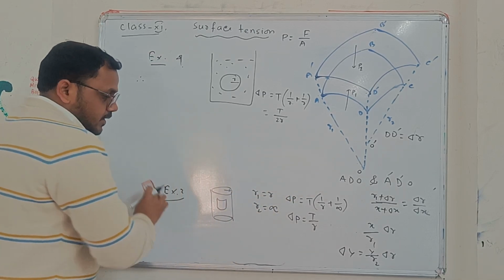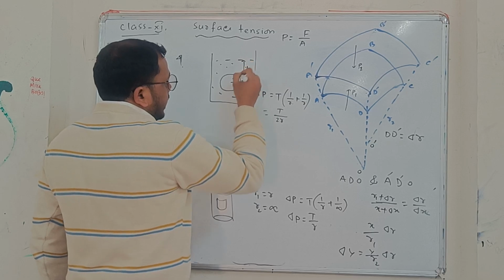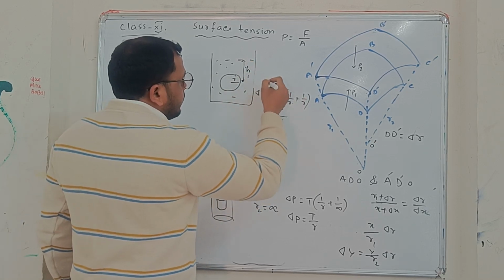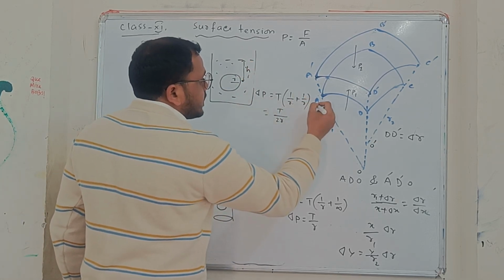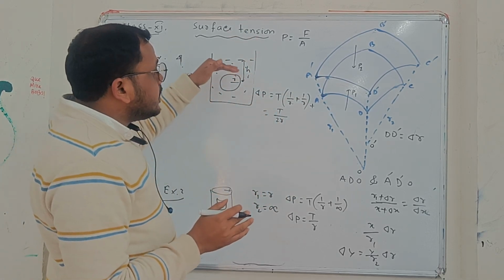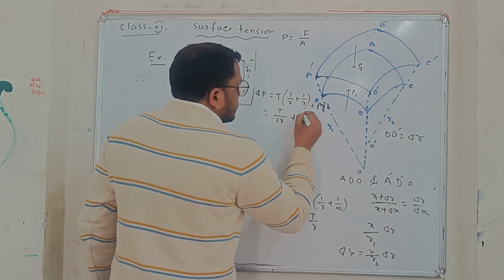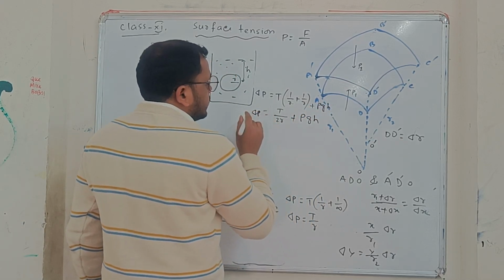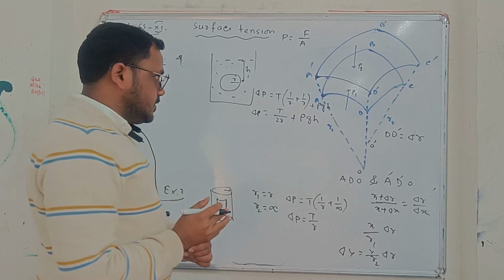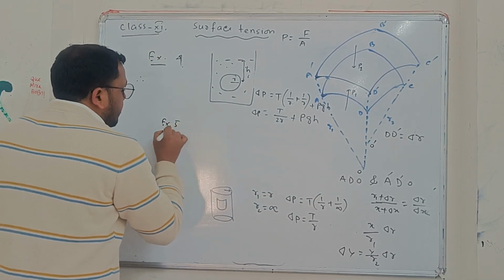Okay, and now see here. One thing is that the distance is h here. So we also add the pressure due to the atmosphere. Not only atmospheric pressure is there, but there is also liquid pressure. So this is rho gh. So the value of the excess pressure is del P equal to T by 2r plus rho gh. Okay. And next example, example number 5.